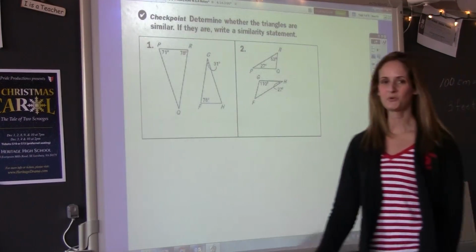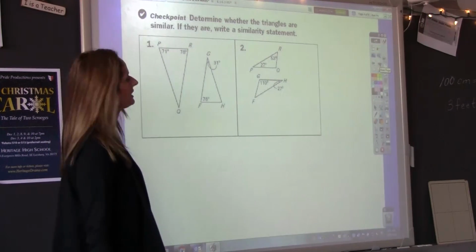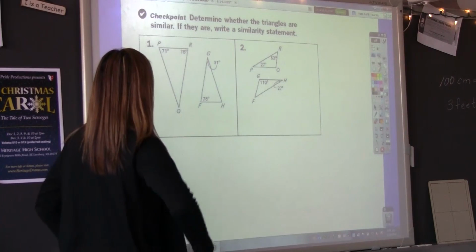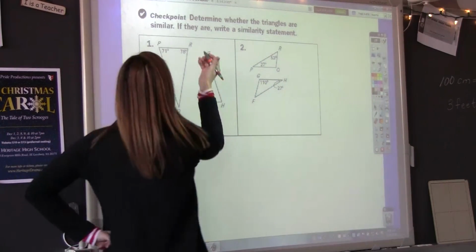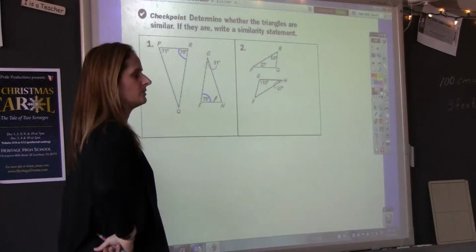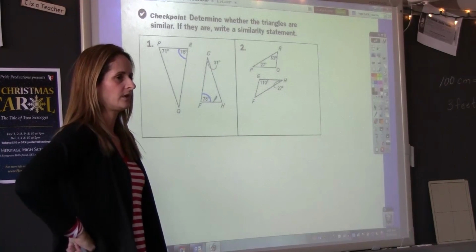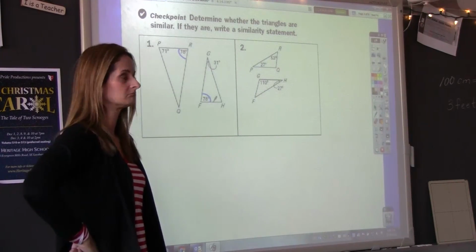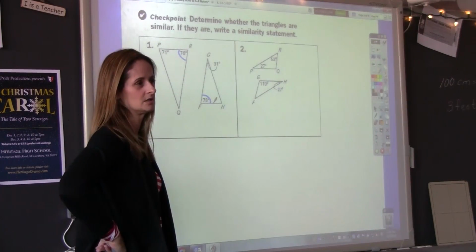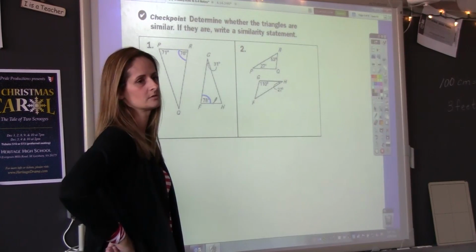All right, checkpoint. Determine whether the triangles are similar. If they are, write a similarity statement. Well, I see one set of angles that are congruent. Do you think we're going to be able to find another set of corresponding congruent angles? You might need your calculator. There's a 71 here, there's a 31 there, but we don't know what the third angle is in each of those 2 triangles.